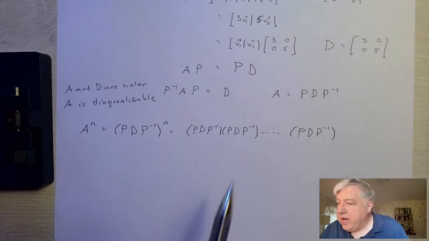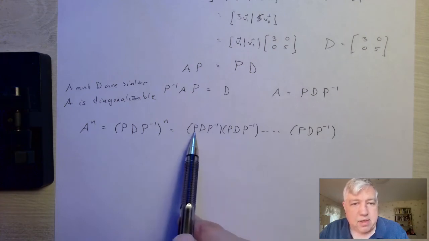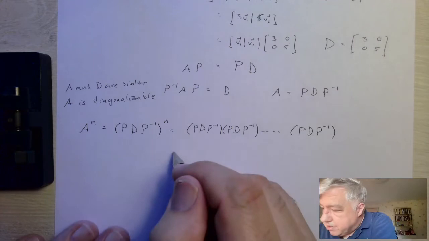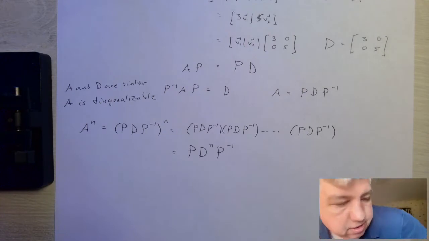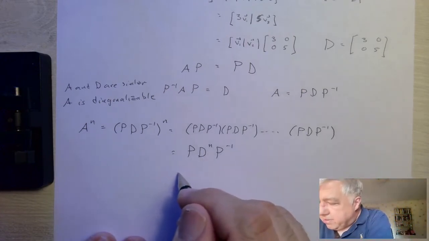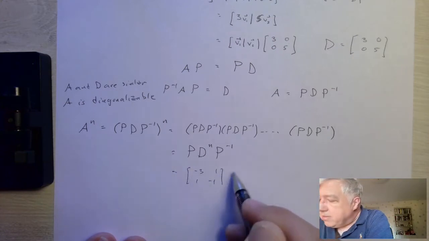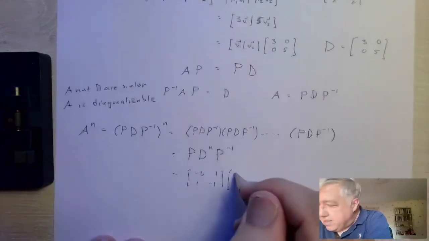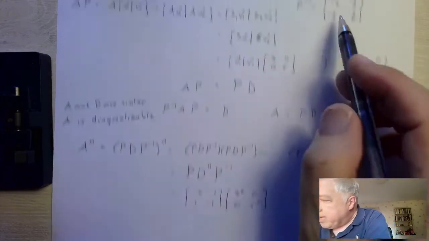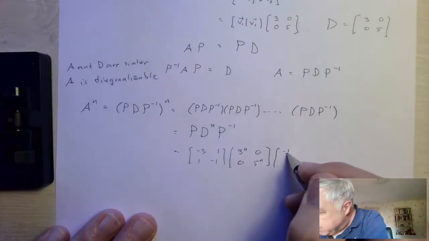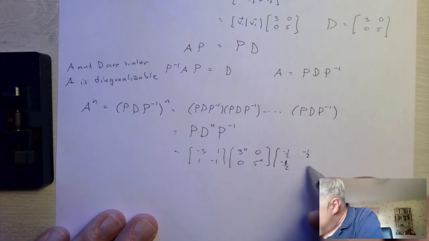Of course, we can see that these P and P inverse cancel out, except for the first P and the last P inverse. So this becomes P D to the n times P inverse. All right, well, what's that going to be? Now this is P, which we said is -3, 1, 1, -1. D to the n is going to be 3 to the n, 0, 0, 5 to the n. And we already know what we have for P inverse here. It's -1/2, -1/2, -1/2, -3/2, right?